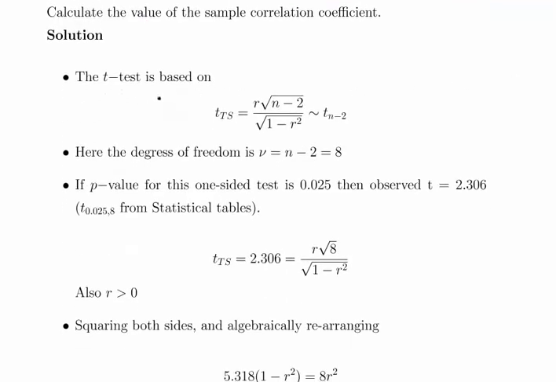So this is the test statistic for this test. When you're doing this test, the test statistic is r times the square root of n minus 2 divided by 1 minus r squared. And it's a t random variable, t distribution with n minus 2 degrees of freedom. So the degrees of freedom, nu equals n minus 2, in this case would be 8.